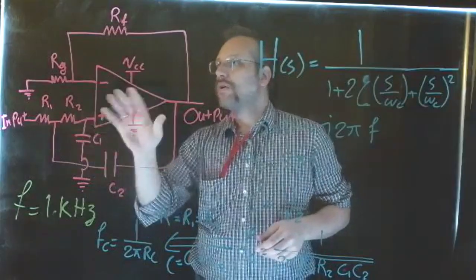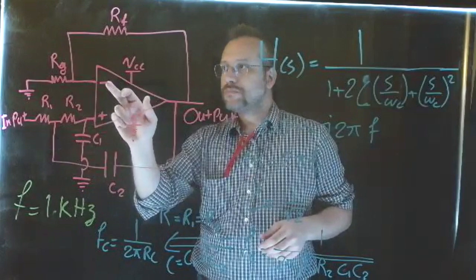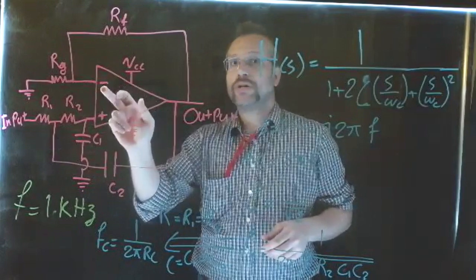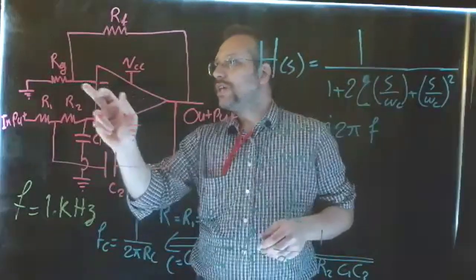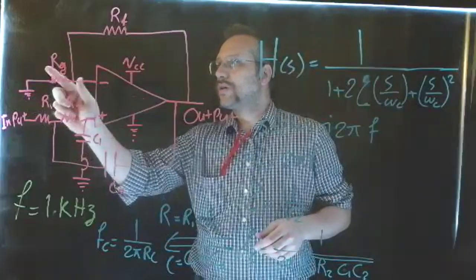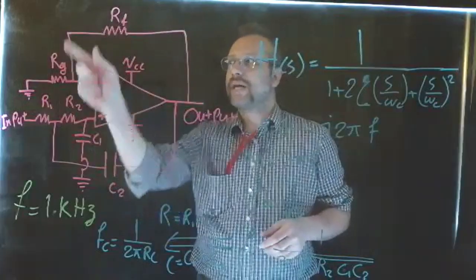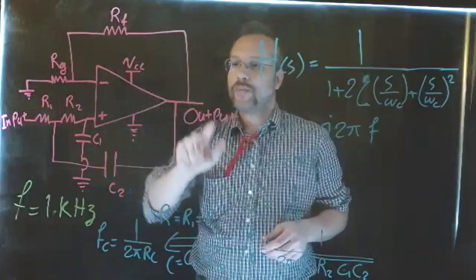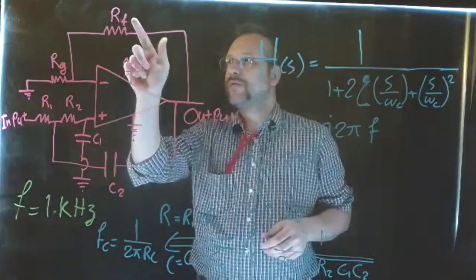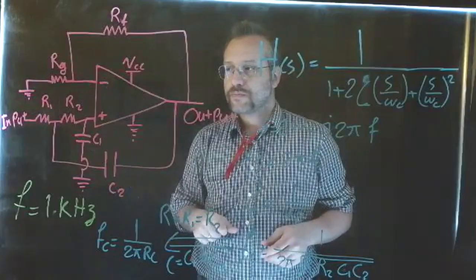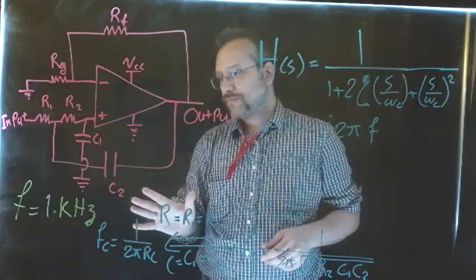Okay, now the inverting terminal, the negative one, is connected to the ground through a ground resistor. And we also have a feedback through a resistor from the output to the inverting terminal, using the feedback resistor. Okay, this is the schematic of the second order filter.